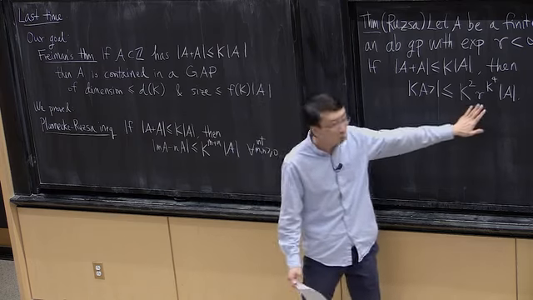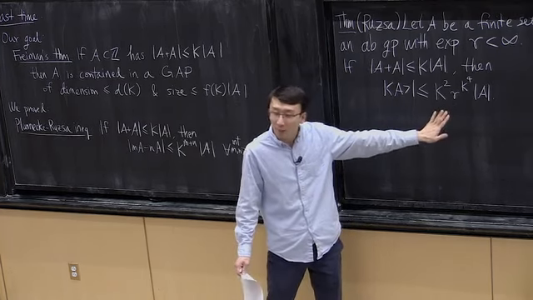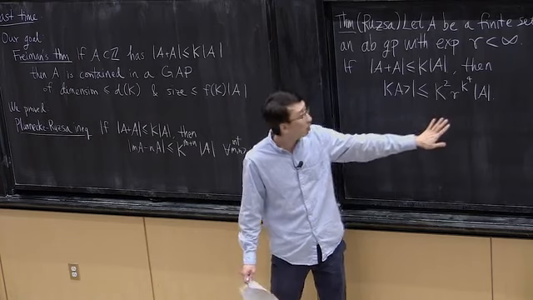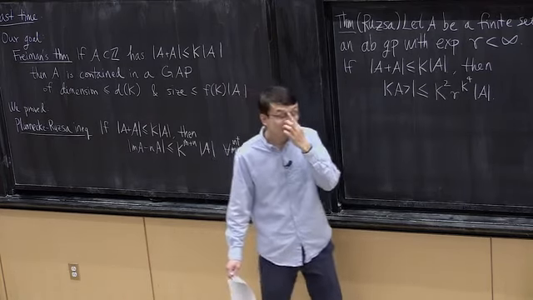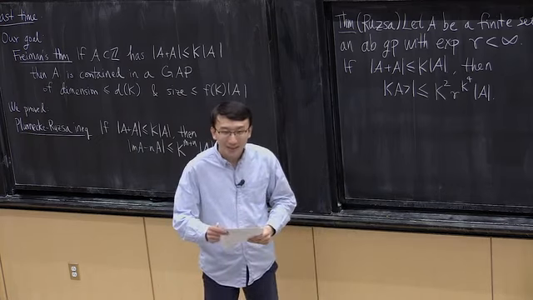This bound here is not optimal. I'll make some comments about what we know about these bounds. But for now, just view this number as a constant. Any questions about the statement?